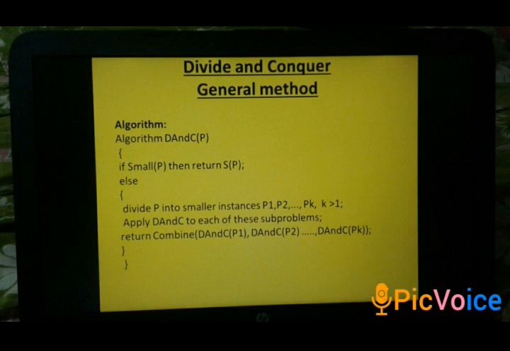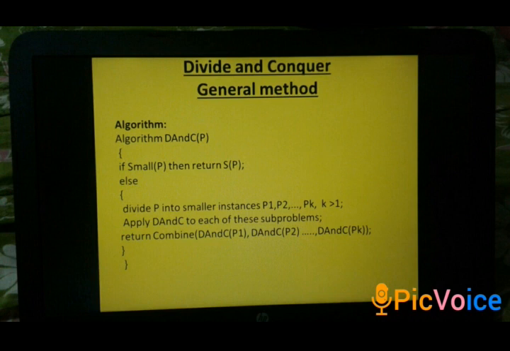Open brace. If Small(P), then return S(P). If the problem is very small, it should not be divided, and we can get the solution directly. That is called S(P). S(P) is the solution of the problem. If Small(P), then return the solution for the problem. So this is the meaning of that statement.